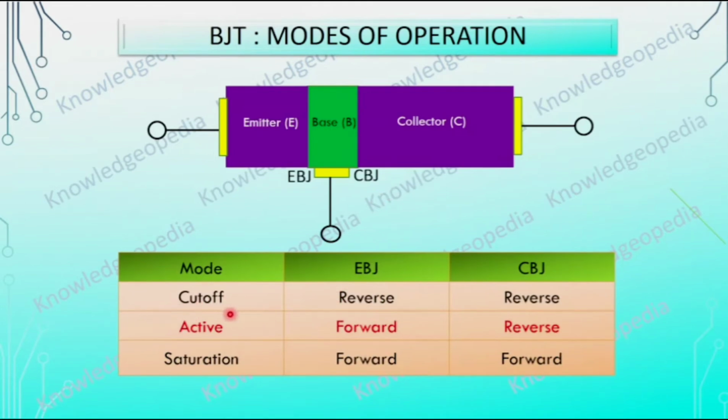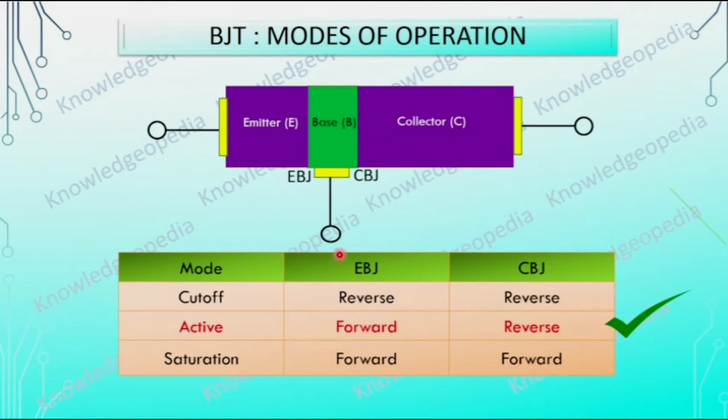First one is cutoff. In this case, the emitter base junction is reverse biased and the collector base junction is also reverse biased. In case of active mode, the emitter base junction is forward biased whereas the collector base junction is reverse biased. Further, for saturation mode, both the junctions are forward biased. As per your syllabus, we will be discussing only the operation in active mode.